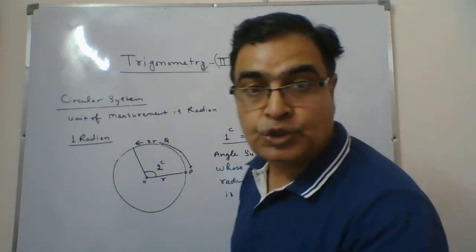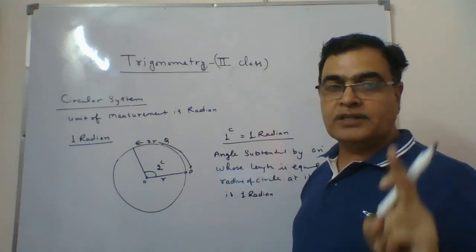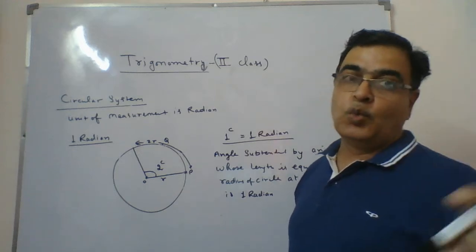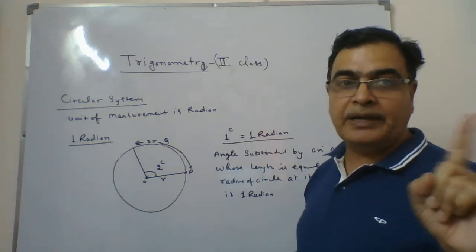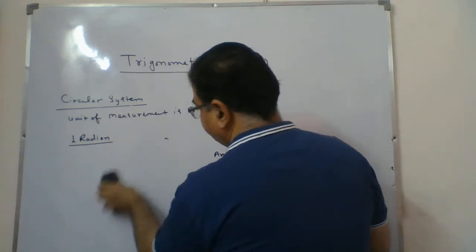Now one more thing you should keep in mind here. Radian is a constant value. 1 radian is constant, just like 1 degree is constant, 1 radian is also constant. It is not depending on the radius of the circle. Why is it not depending? Just check.